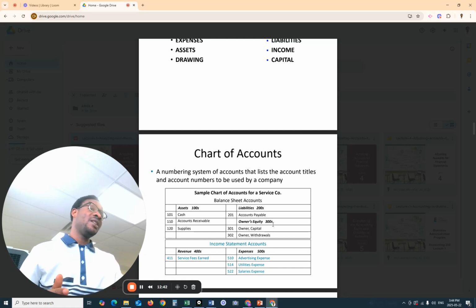Then owner's equity, the chart is 300s for owner's equity. So owner's capital 301, owner's withdrawal 302, additional capital, anything that will increase or reduce owner's equity will be charted as 300 plus.